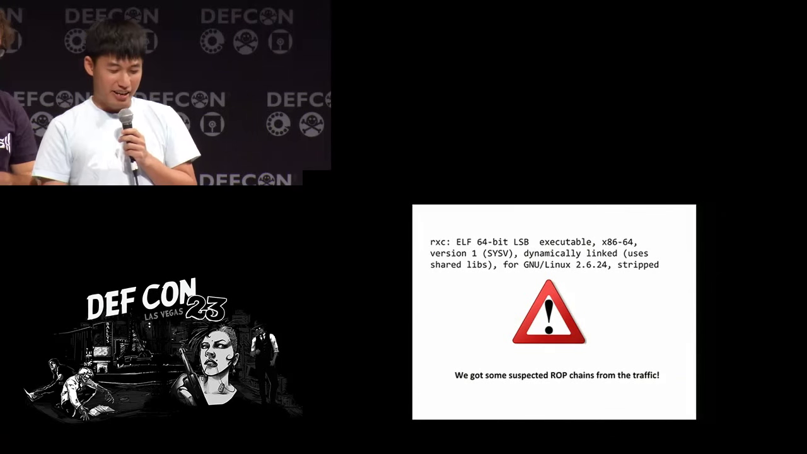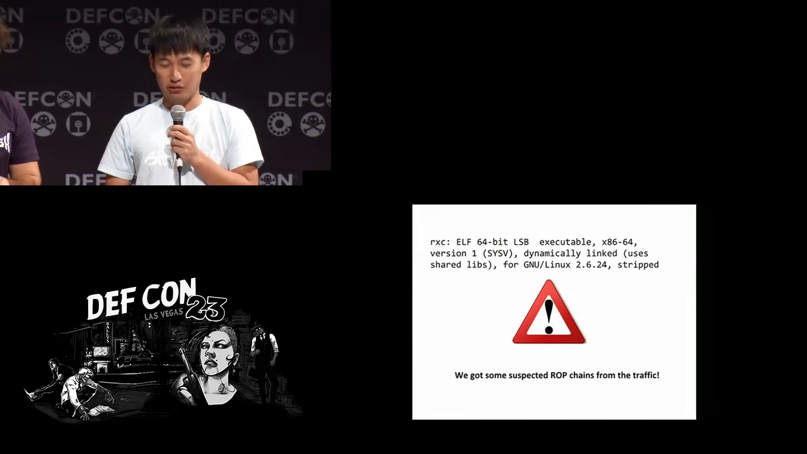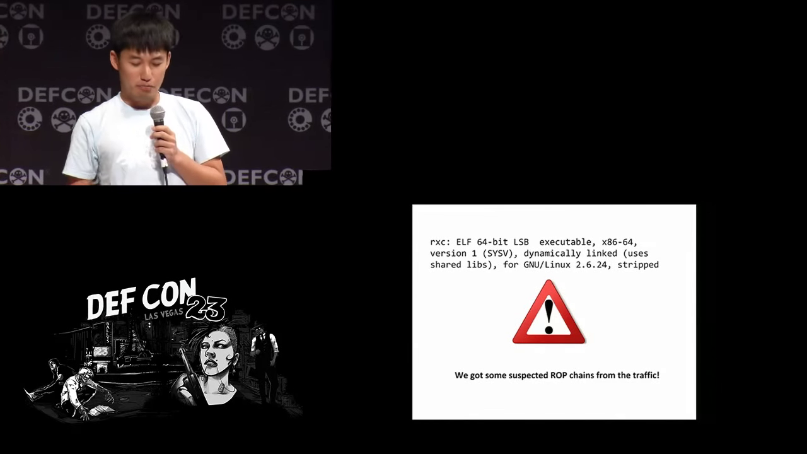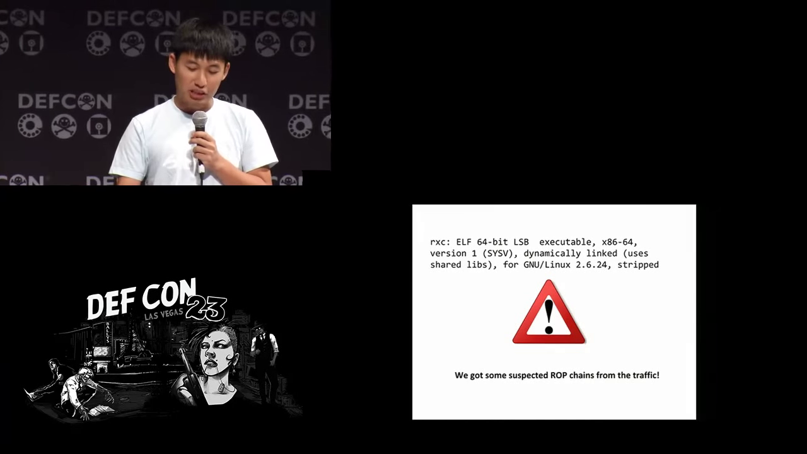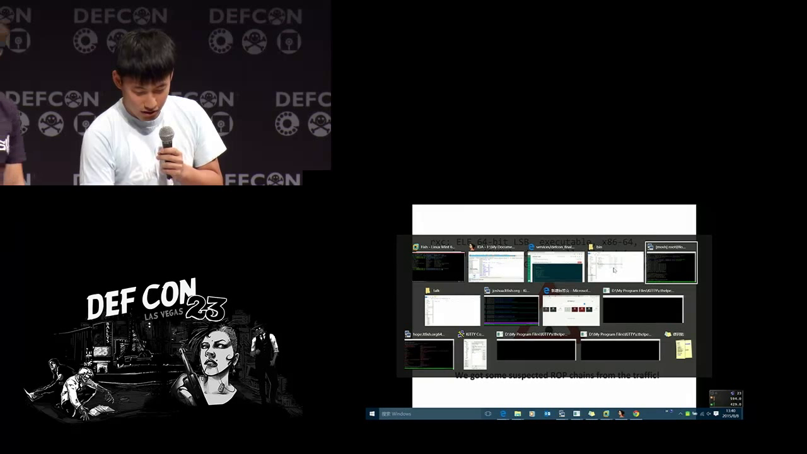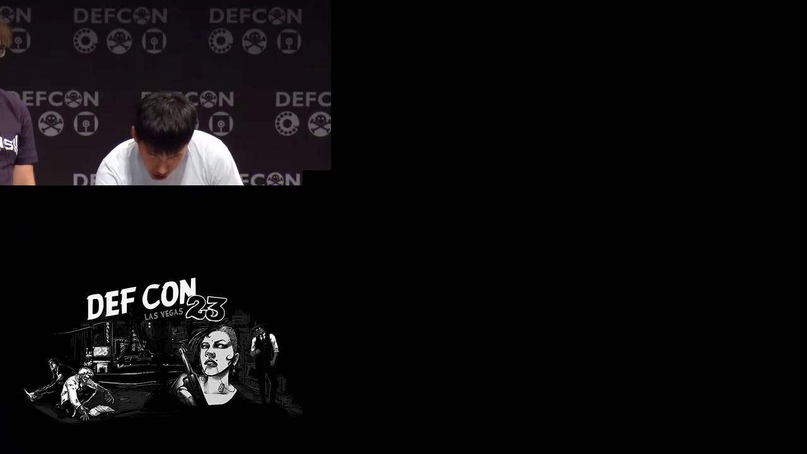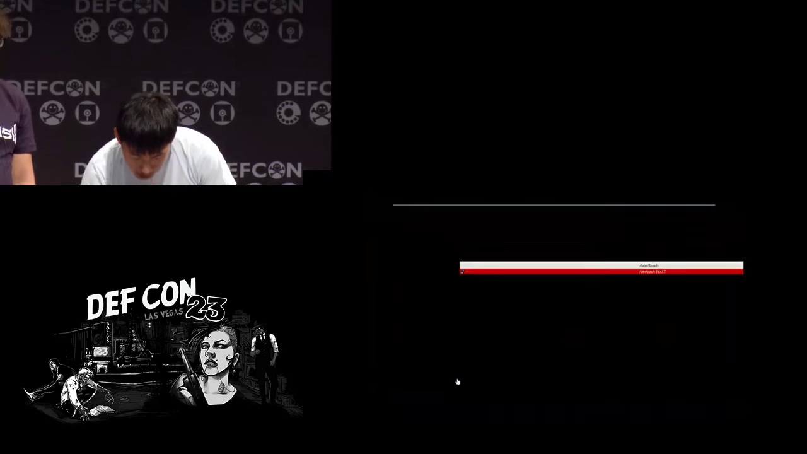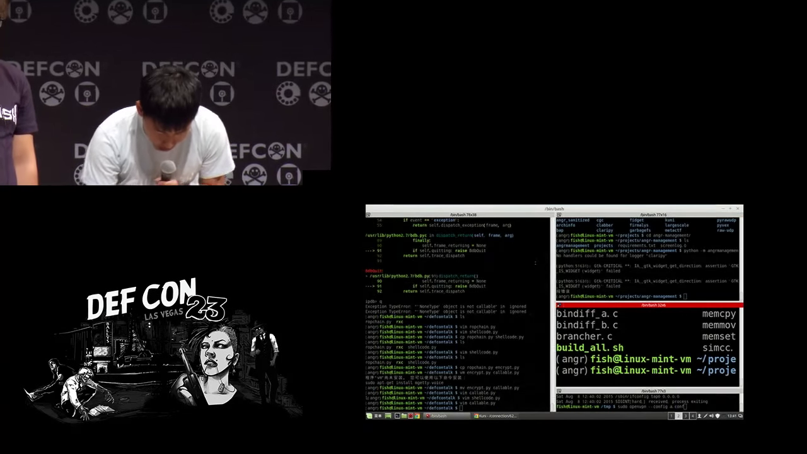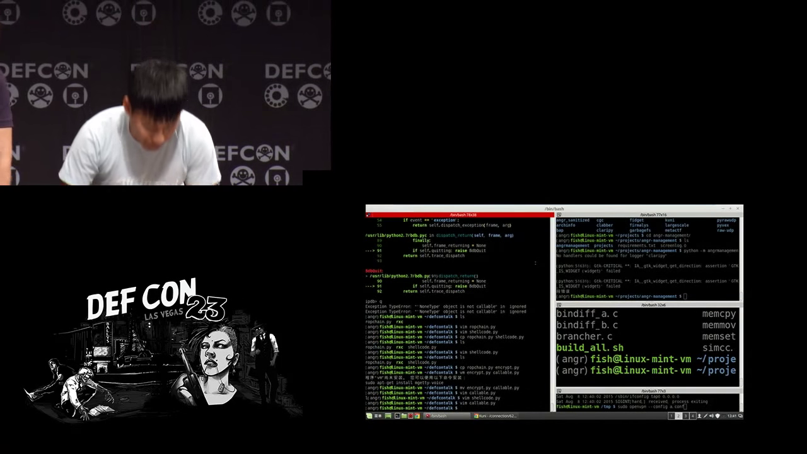RxC is an ELF 64-bit binary. It's pretty big, and reversing it is a little bit hard. We spent a long time reversing it. Before we reversed it, we got some suspected ROP chains from the traffic. So we want to figure out, hey, there's a ROP chain, what does this ROP chain do? I mean, we can definitely hire a bunch of monkeys to figure it out, but we have angr.